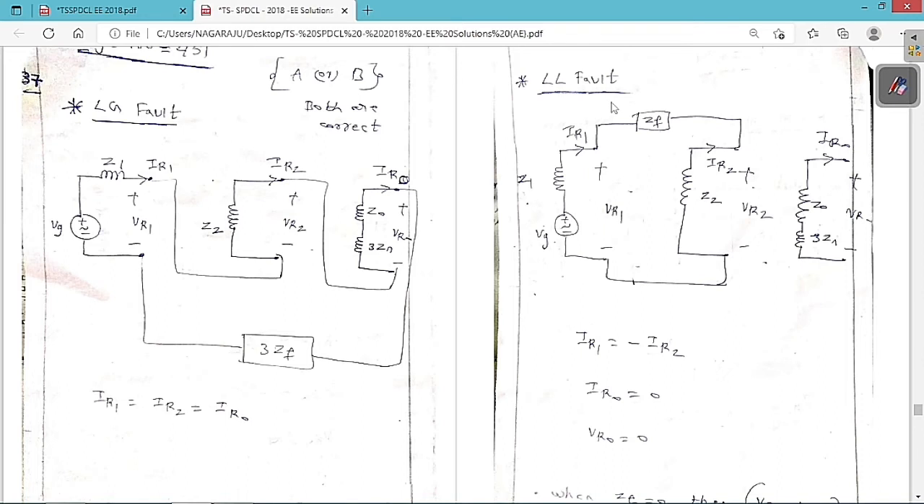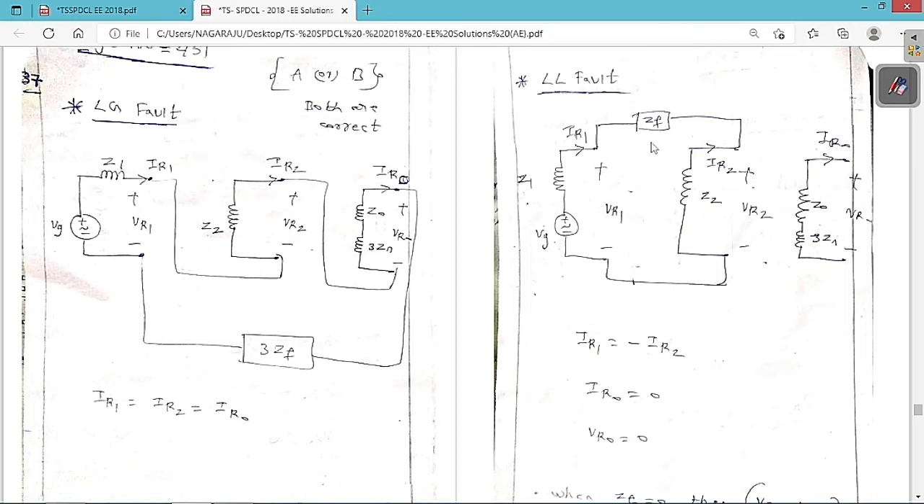Suppose you go for the double fault. In case of double fault, you can see only the positive sequence and negative sequence networks are going to connect in a parallel fashion, but we are going to open circuit the zero sequence component. So we are going to get Z1, Vg, IR1, Z2, IR2, plus or minus VR1, plus or minus VR2. They are going to connect in parallel with a fault impedance in between them. So you can see clearly IR1 is equal to minus IR2, IR0 is equal to 0, and VR0 is equal to 0. If ZF is equal to 0, then VR1 is equal to VR2. If ZF is not equal to 0, then VR1 is not equal to VR2. So these are the conditions that you are going to get.